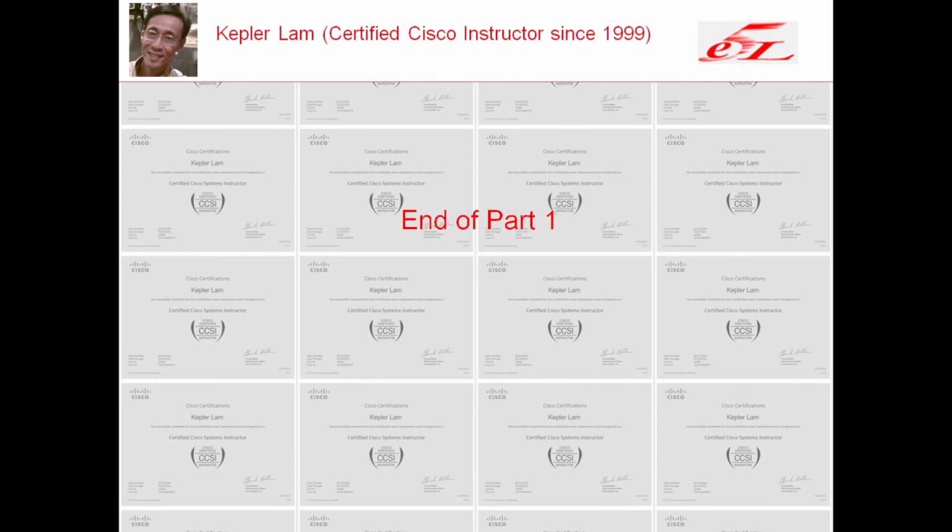Here I complete part 1 of this presentation. In this part, I have discussed the important technique of how to divide a Class C network number into different subnets, and also discussed one of the common questions in the examination, which is giving you an IP address. You need to figure out the subnet, broadcast address and so on.